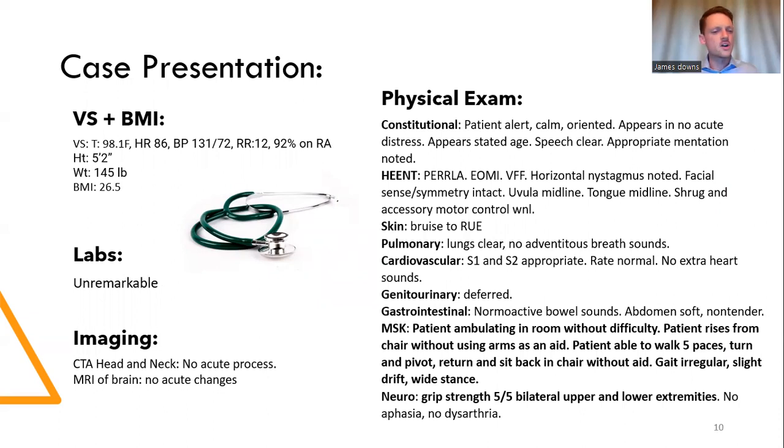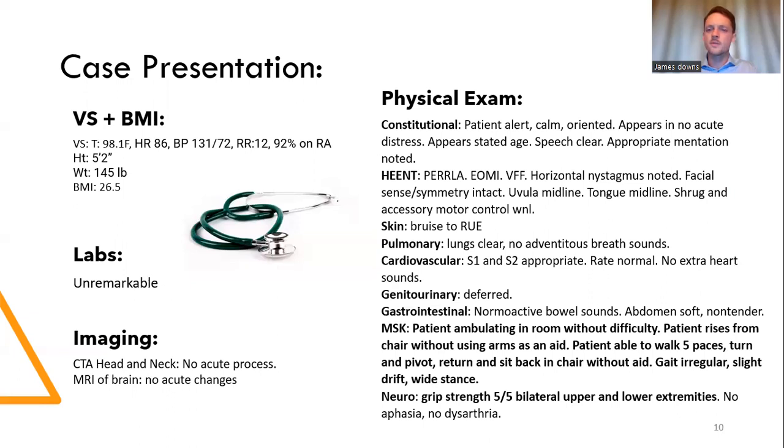The CT of the head and neck was in the ER, and the MRI was later on, but there were no acute changes in the brain, which is helpful when identifying whether this was a transient ischemic attack or something like that that could have caused these ataxia and vertigo symptoms. On the physical exam, really nothing stood out, other than when she was ambulating, she ambulated in the room with little difficulty.